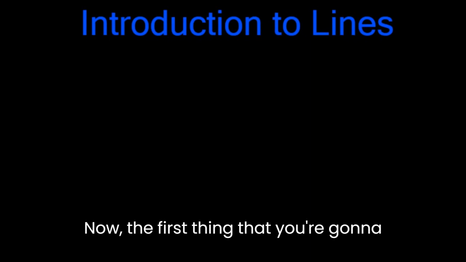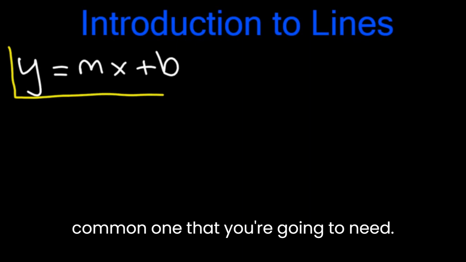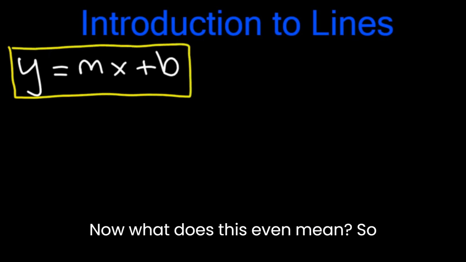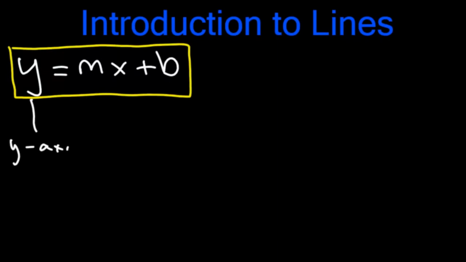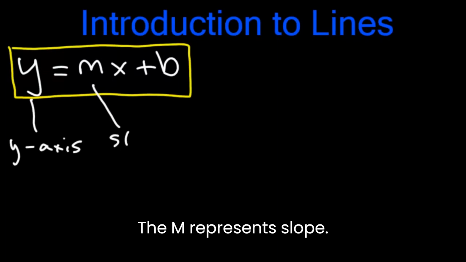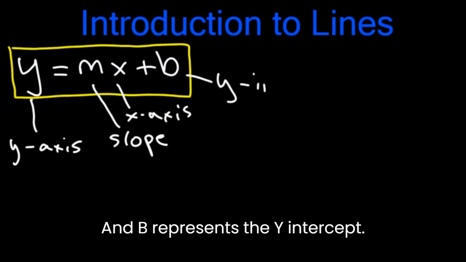Now, the first thing that you're going to need to know about lines is the slope-intercept form. The slope-intercept form is y equals mx plus b. There are so many other equations for lines, but this is probably the most common one that you're going to need. Now, what does this even mean? The y represents the y-axis, the m represents slope, x represents the x-axis, and b represents the y-intercept.